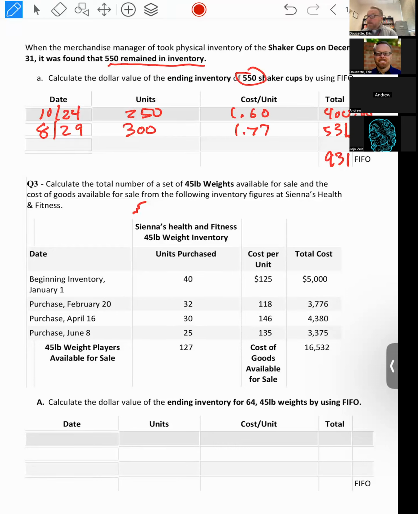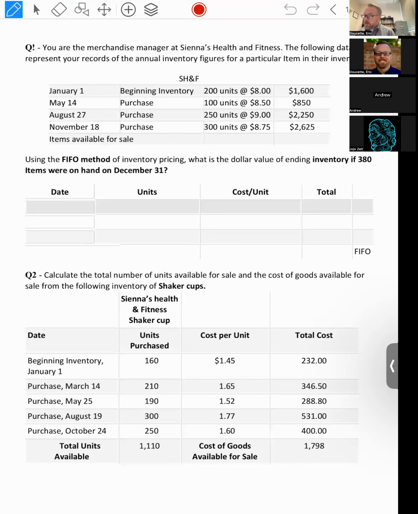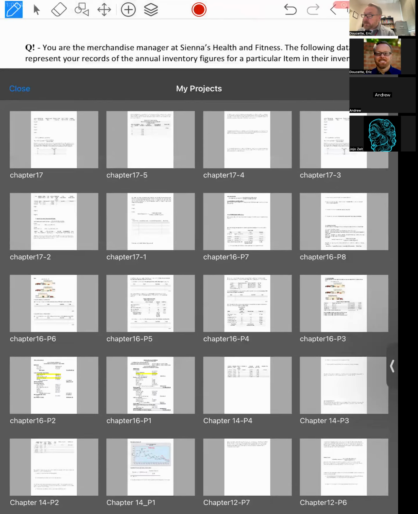So there you go. Now, if you want me to go back, I'll show you real quick. Notice there's 300 on 8/29 and 250 on 10/24. If I go back one page, you could see here I had October 24th 250 and then August 19th 300. There's my 550. If you add those two together, it comes out to $931. So I did it again on that one, ending inventory of 550 units. All right.